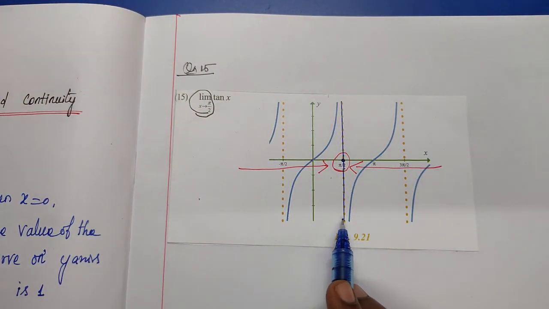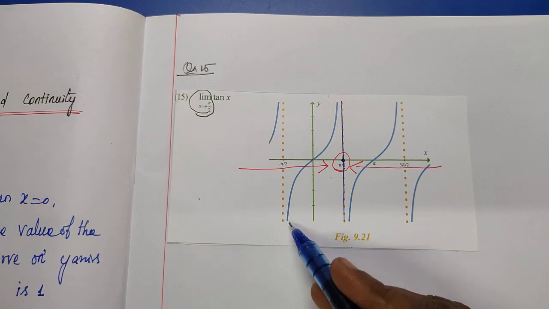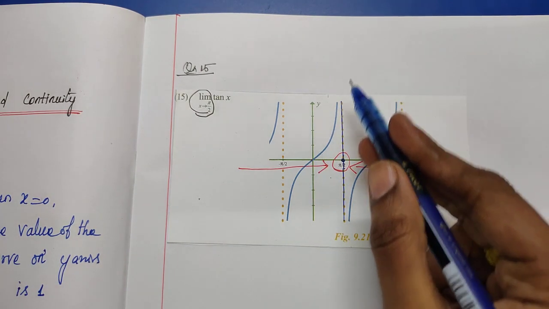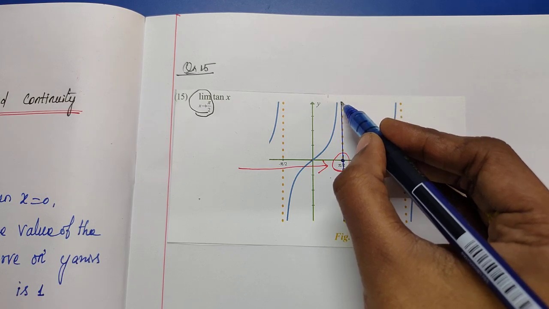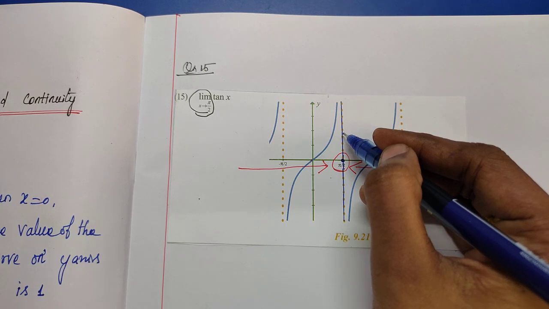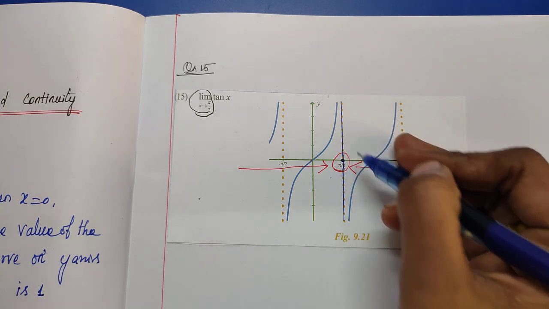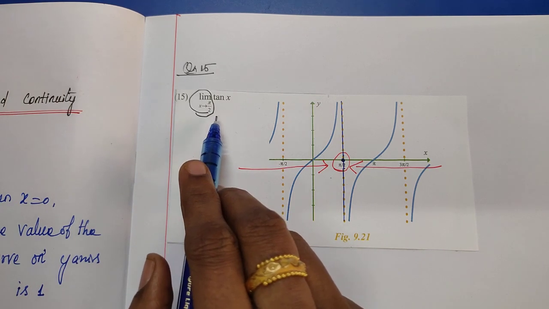Clearly, this graph shows that the vertical line doesn't meet the curve anywhere. The curve goes on like this, and the vertical line is also going on. This graph shows that this vertical line doesn't meet the curve anywhere. Therefore, the limit of the given question doesn't exist.